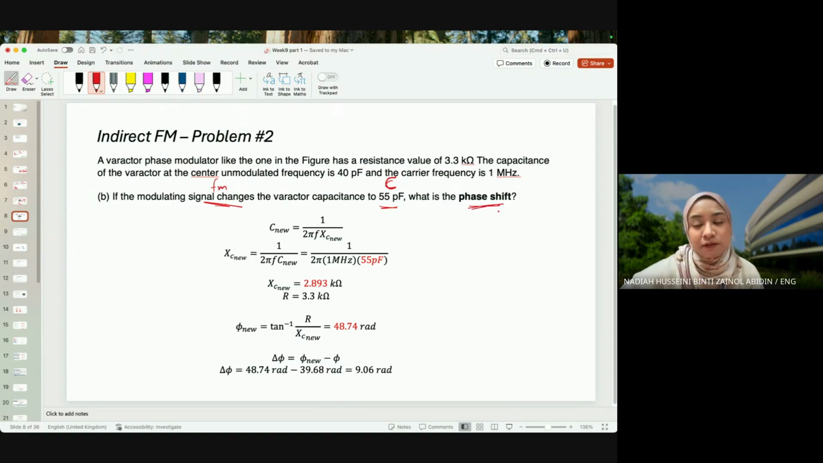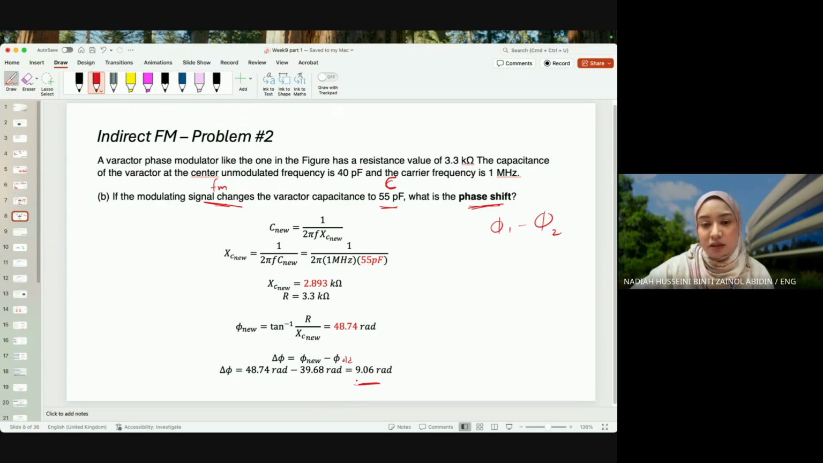So phase shift is again the difference between two phase angles. We have a previous phase angle from our 40 picofarad, and then we have a new phase angle from our 55 picofarad. So you just minus the two. This is the old one. Okay. So 48.74 radians minus 39.68 radians, you will get the answer.